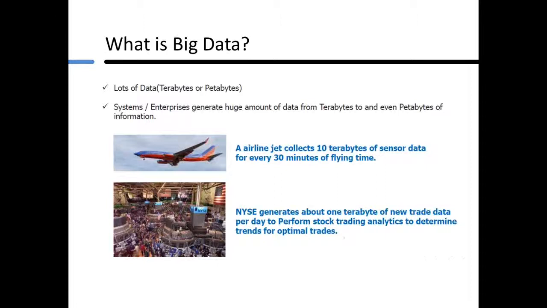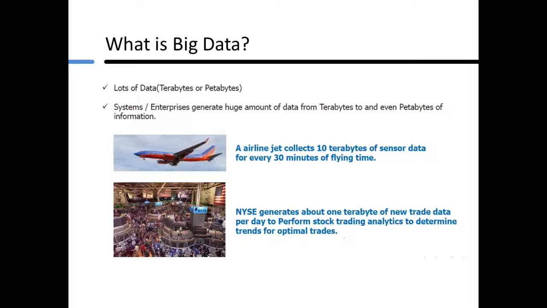The first image is an aeroplane, right? So basically the airline industry, how are they using big data and what are they trying to do with that? The stat says that an airline jet collects about 10 terabytes of sensor data for every 30 minutes of flying time, right? Which is a massive volume.